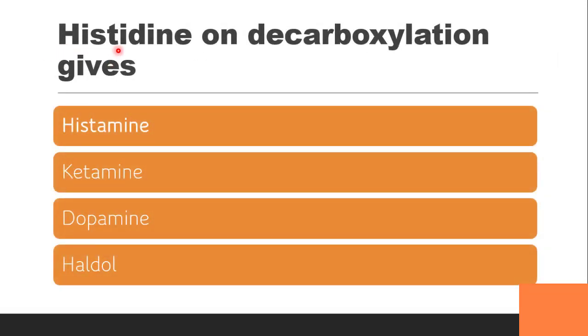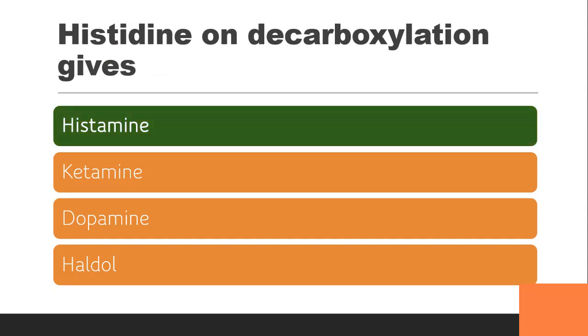Next question is, histidine on decarboxylation gives, the correct answer is histamine. It can be asked two ways, histidine on decarboxylation or histamine. The very first question which we have seen, histidine on dash gives histamine. So it is decarboxylation.